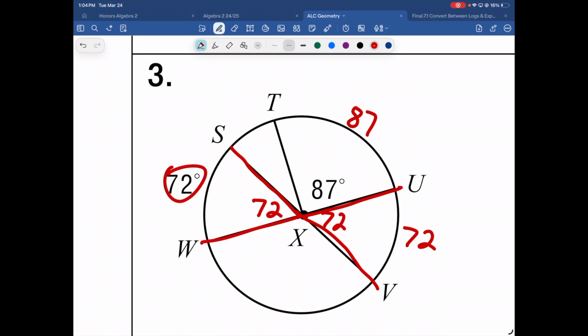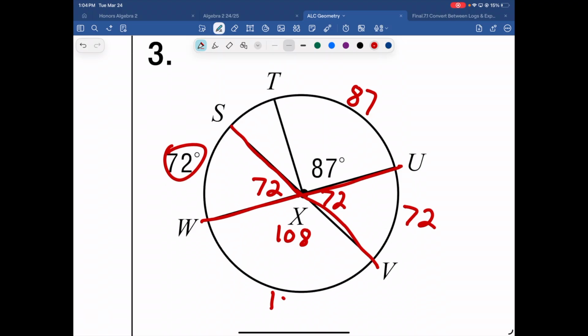So let's look at this one, I think it's not too bad. These two form a linear pair, right? They form this straight line. So what do these two have to add up to? 180. So 180 minus 72 is 108, making this arc 108.